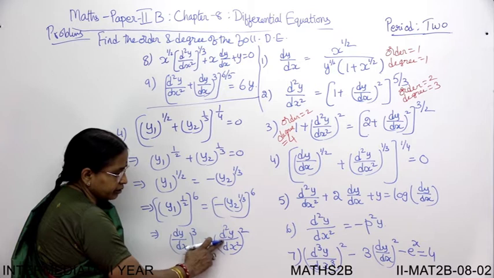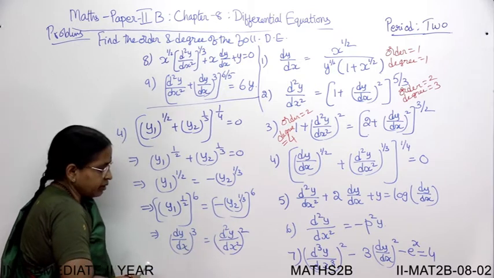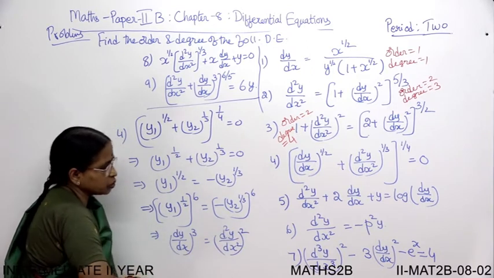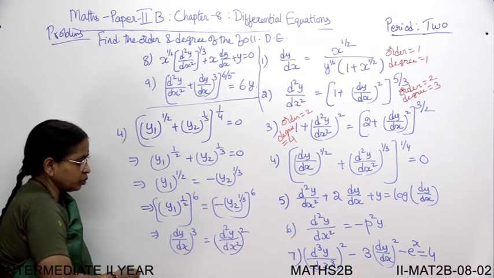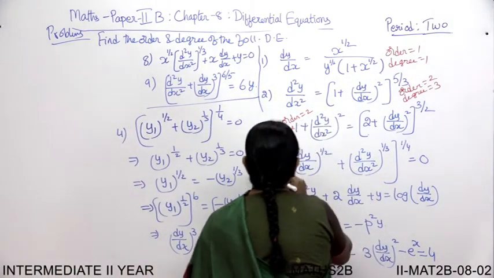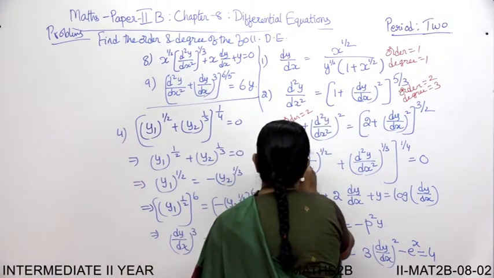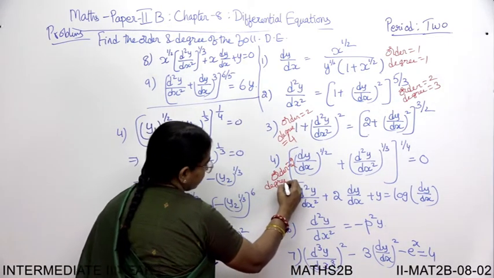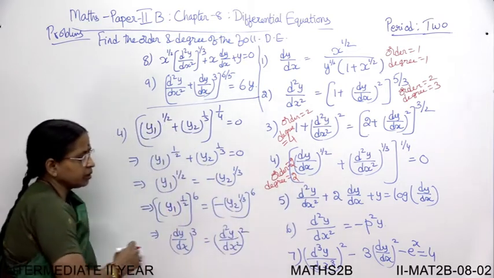Highest order derivative is 2 here, d square y by dx square. And what is its power? Its power is 2. So its order is 2. Degree is also 2. So for this problem, the order is 2 and degree is also 2. So like this you have to do.